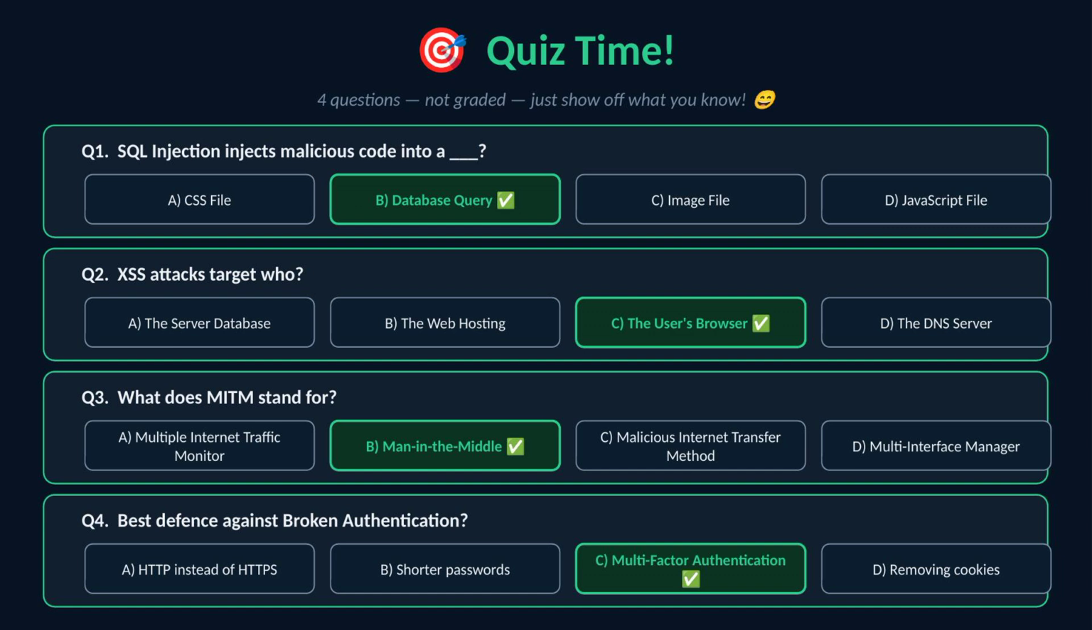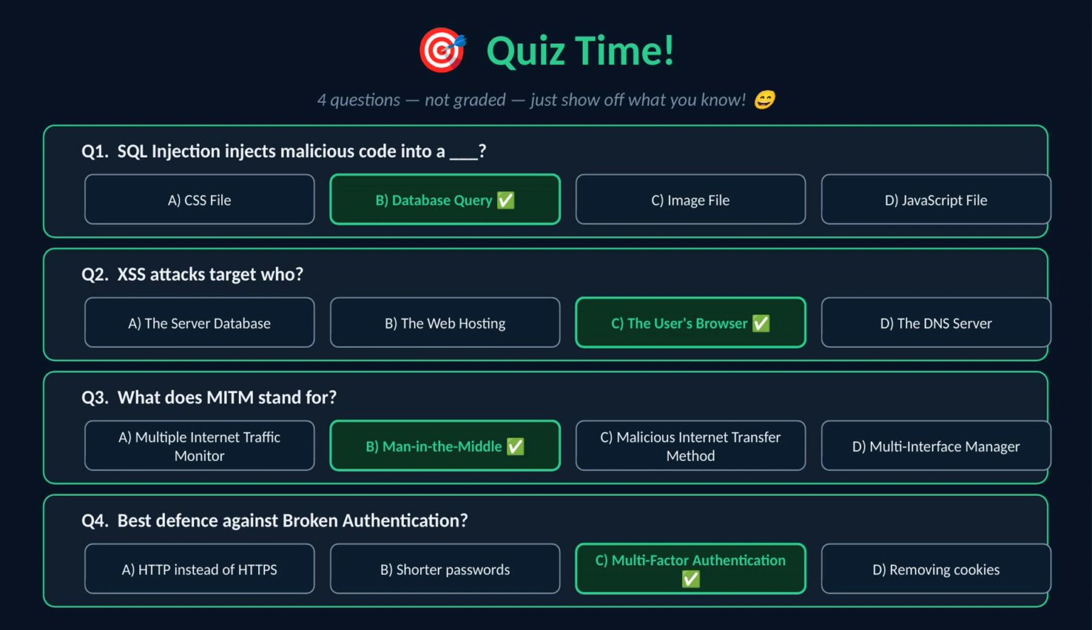Question 3. What does MITM stand for? A. Multiple Internet Traffic Monitor. B. Man-in-the-middle. C. Malicious Internet Transfer Method. D. Multi-Interface Traffic Manager. The correct answer is B. Man-in-the-middle. An attacker positions themselves between you and the server to intercept all traffic.